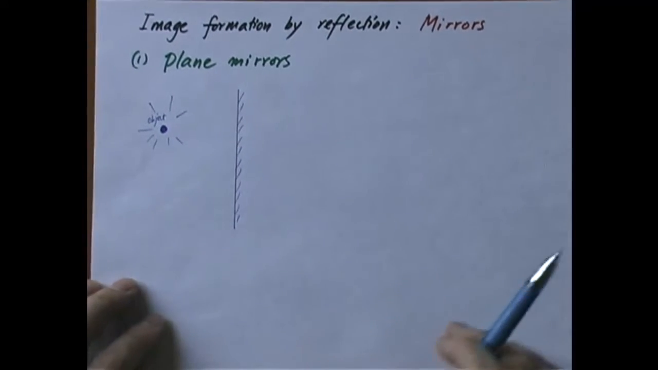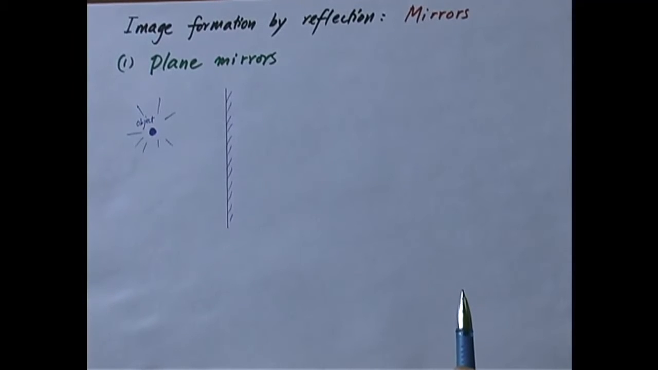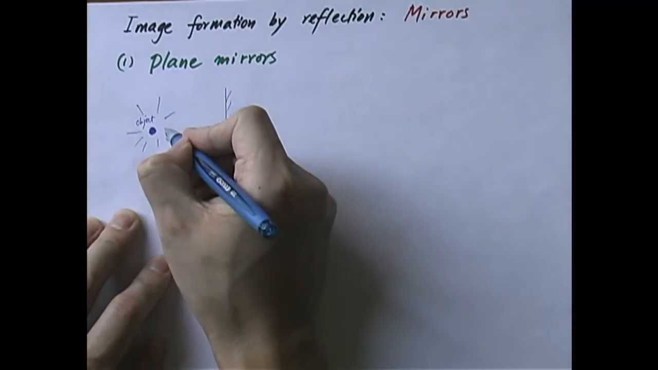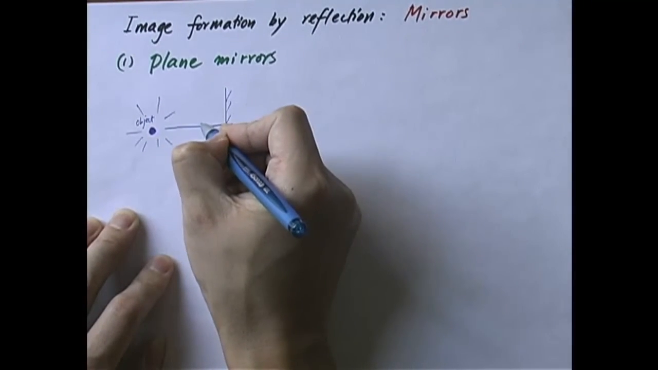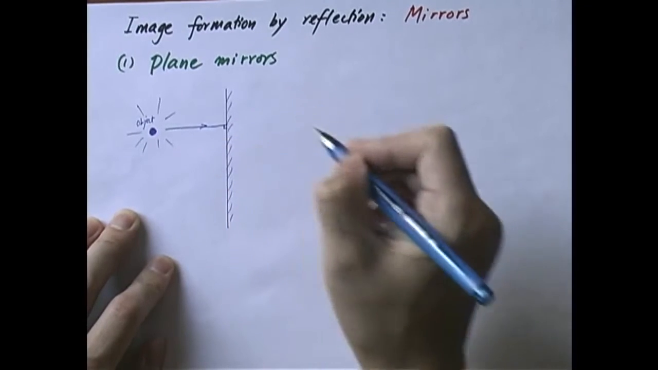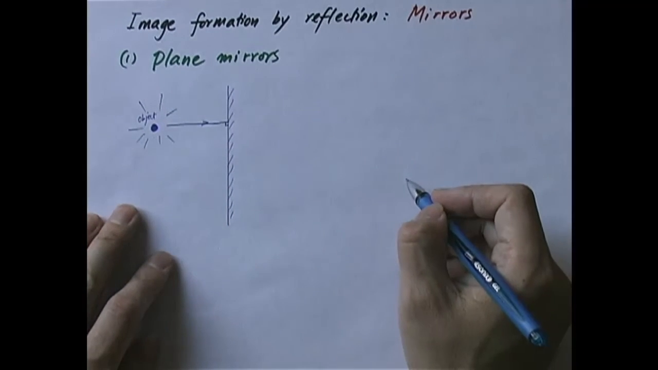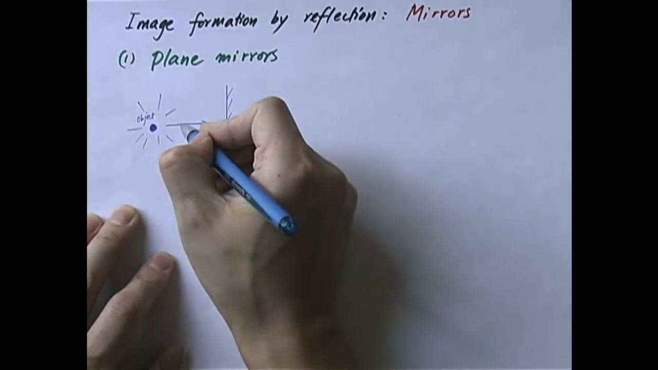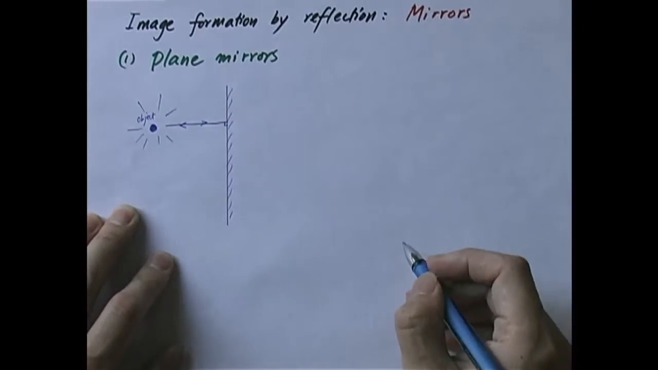And let's see how we might choose two representative light rays. Now one ray is very clear. I simply aim straight at the mirror, 90 degrees. You know how that ray is going to get reflected, right? It simply goes right back. That's one. Now let's look at another one.